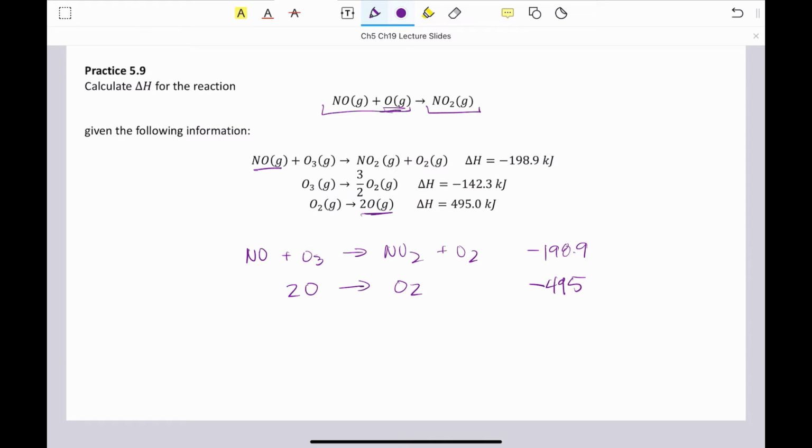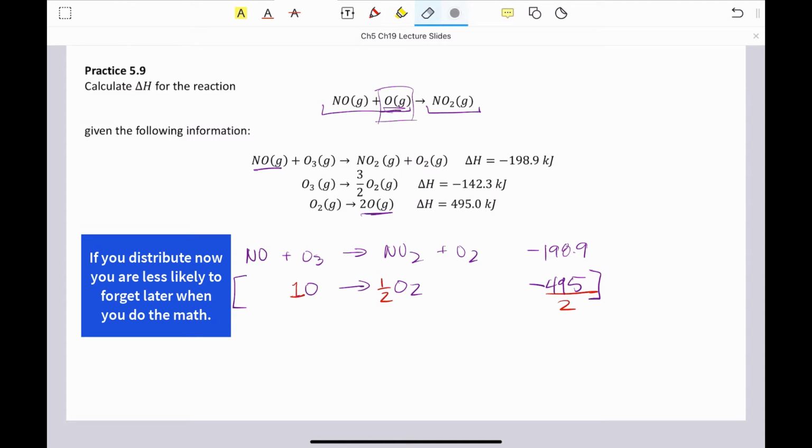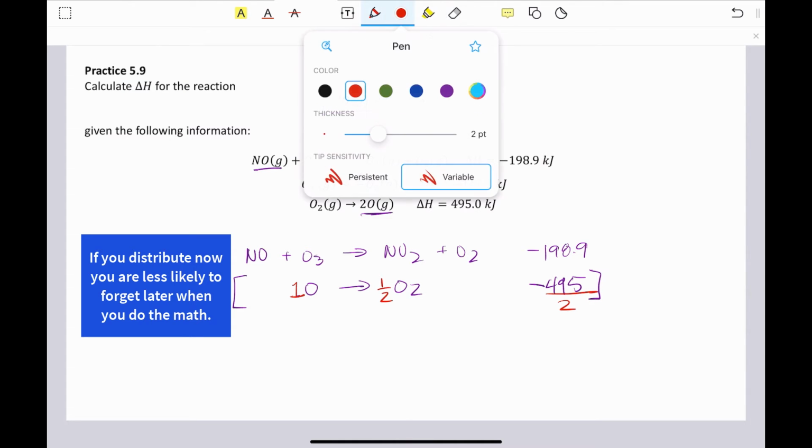I only need 1 oxygen, not 2 oxygens, so that means I'm going to take this whole thing and multiply it by 1/2, right? And here, how you want to show that is kind of up to you, depending on your level of organization. For some of us, it might be helpful to symbolize that somehow. So this is going to now be 1, and this is going to be 1/2, and this is going to be 495 over 2, as one way to do that, just so we can keep track of what we're doing.